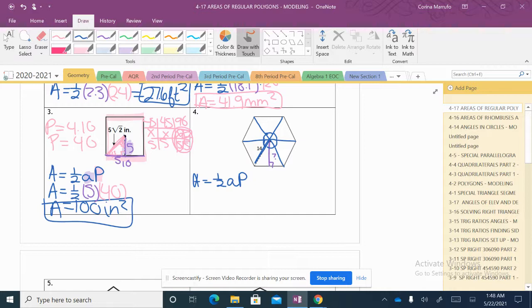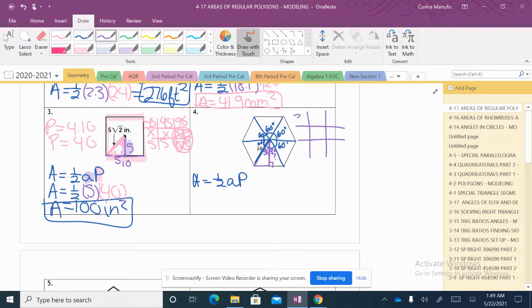So if I do 360 divided by 6, that means each one is 60 degrees. So 60, 60, 60, 60, 60. But this one, because we cut it with the apothem, this one in here is going to be 30 degrees. It's half: 30 and 30. So if this is 30 degrees and this is 14, then I can find these other two sides of my triangle. So we can use our trig.